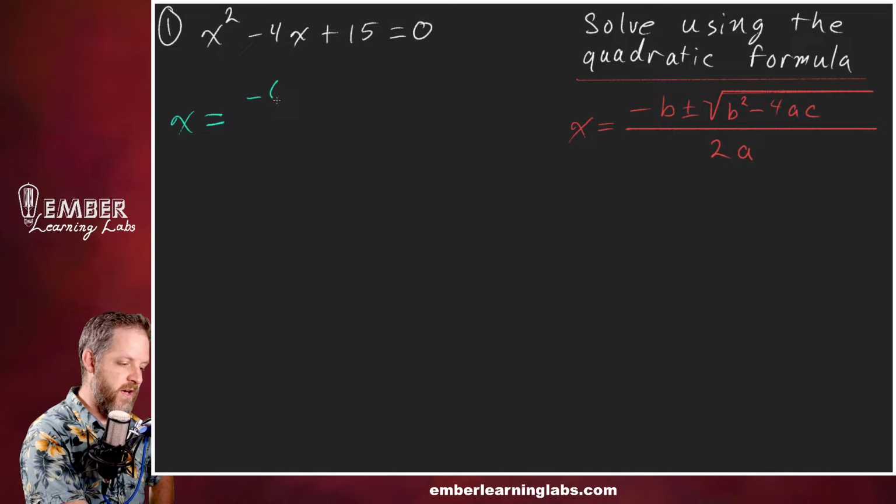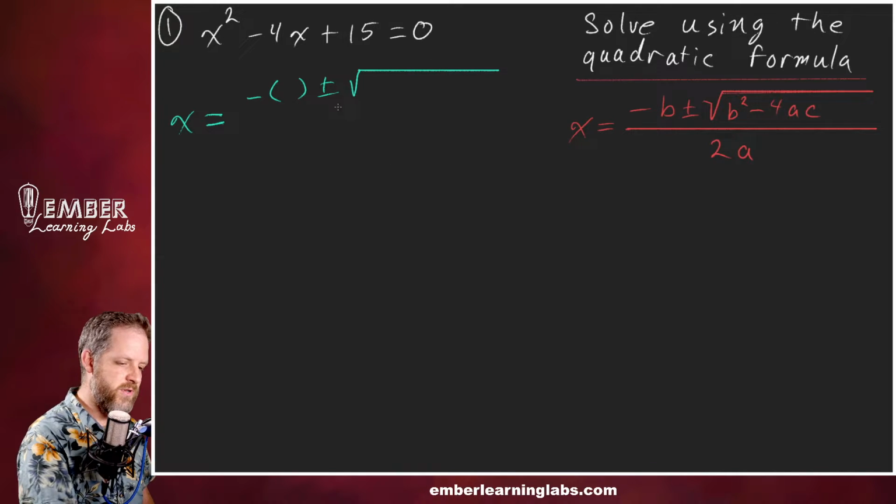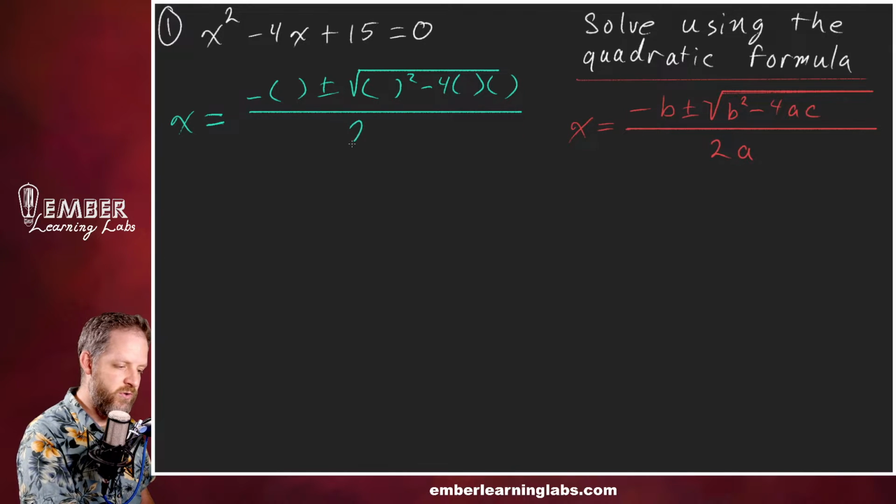So the opposite of b plus or minus the square root. Whoa, that didn't do what I thought it was going to do. Square root of b squared minus 4ac, all over 2a. So let's go back and plug in our numbers.